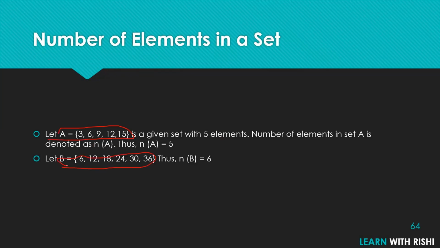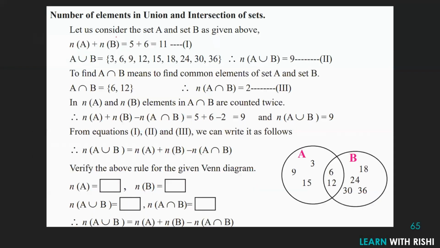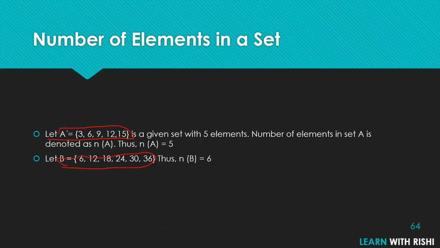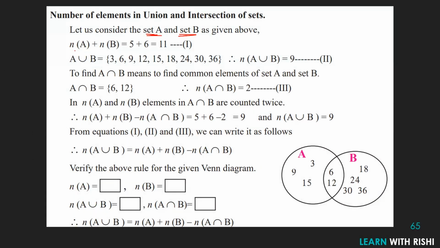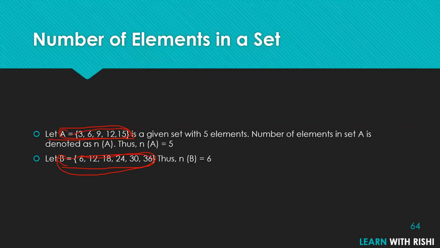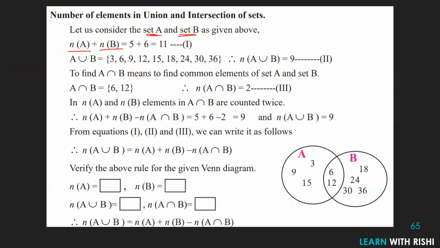Now if I have to take union and intersection, how can I determine the number of elements in that set? Let us consider two sets, set A and set B, as given above. We are considering n of A plus n of B. In set A we have 5 elements, so n of A is 5, and in set B we have 6 elements. So we can write 5 plus 6, that is equal to 11.